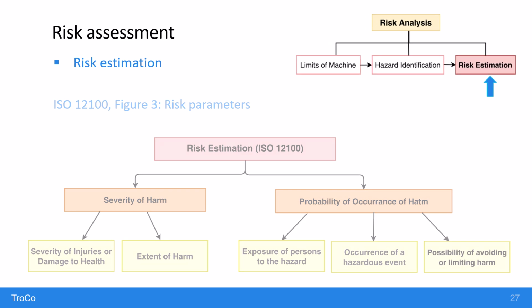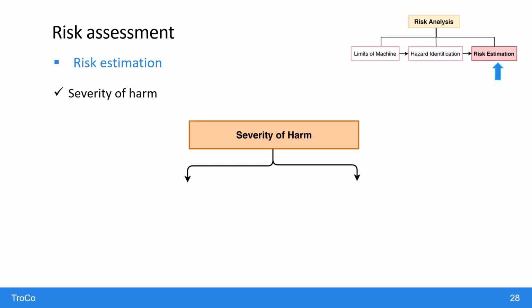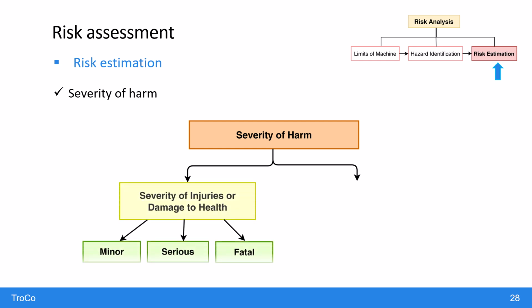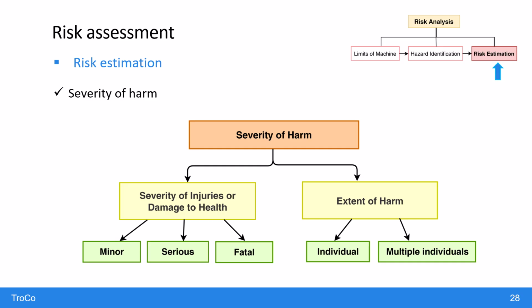Let's start with the severity of harm, which focuses on the potential consequences if something goes wrong. Severity can be estimated by considering the following factors. First, the severity of injuries or health damage. This ranges from minor injuries to serious harm or even fatal harm. Second, the extent of harm. This considers whether one person or several could be affected. In risk assessment, we usually evaluate the most likely severity, but we must also take into account the highest foreseeable severity, even if it is unlikely.